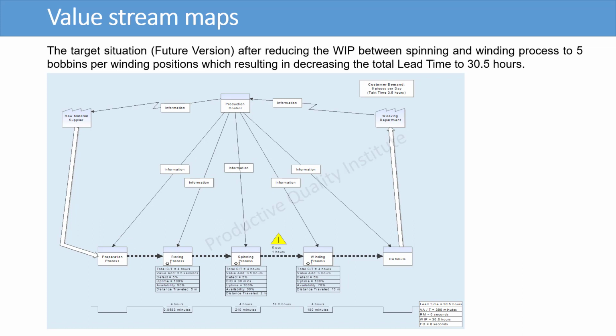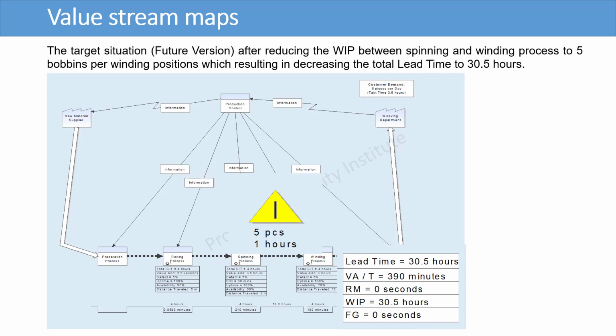The target situation, the future version, is after reducing the WIP between spinning and winding process to only 5 bobbins per winding position, which results in decreasing the total lead time to only 30.5 hours instead of 223 hours.